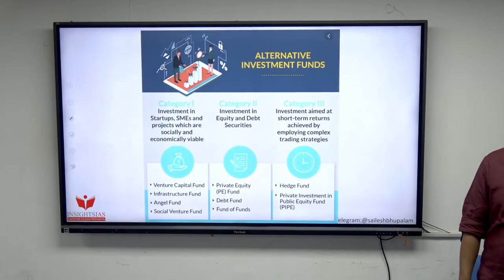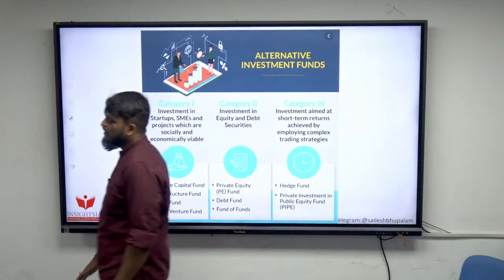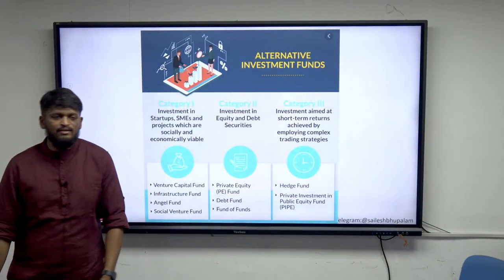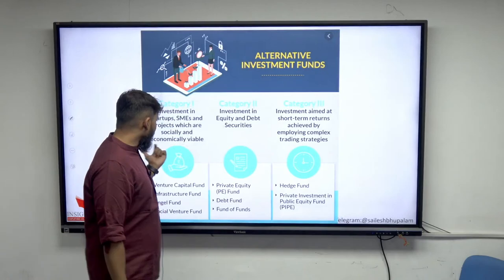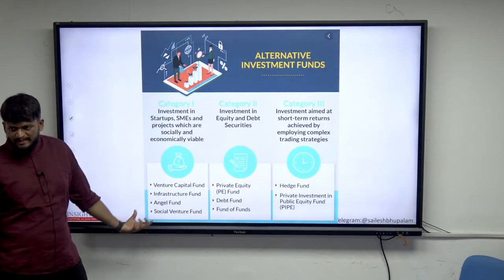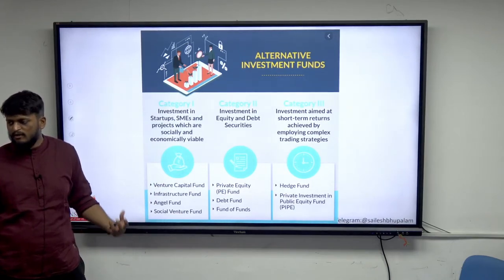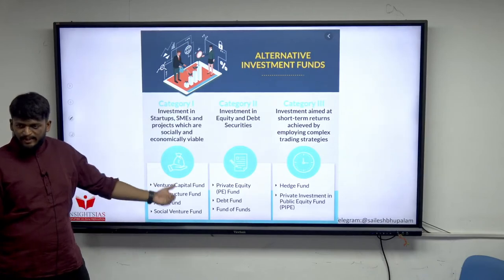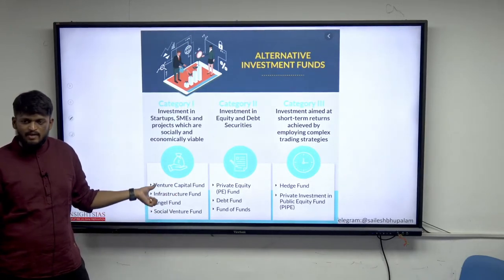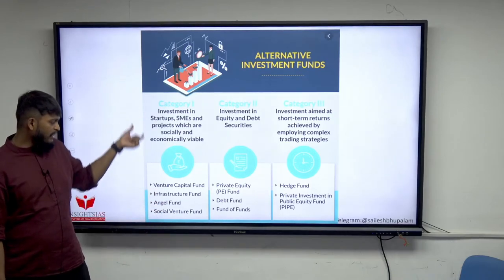Externality is an effect that is created outside. That means some sort of unintended effect that is created on the environment, economy, society, etc. If it is creating a positive externality, then it will be put in category 1. Whatever is in category 1 is a fund, a pooled fund, an alternative investment fund, which means pooling together of money is happening. And finally, where the money is getting invested is going to create some sort of positive impact on the economy, society, etc. Then it will be put in category 1.